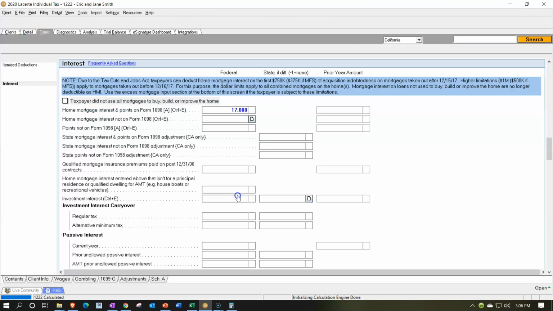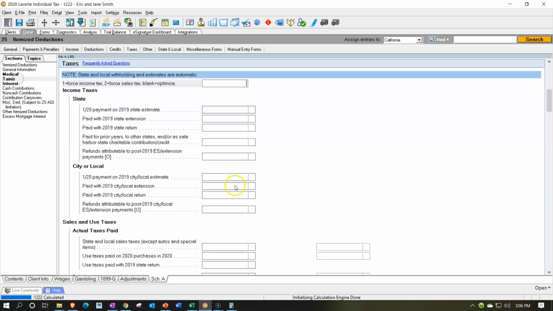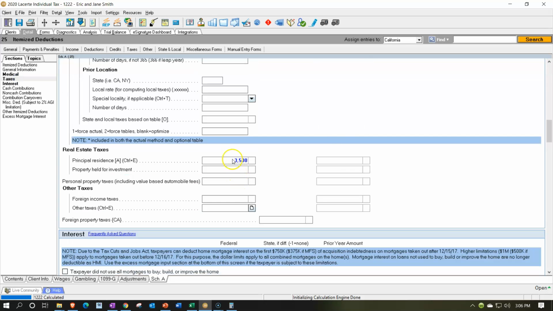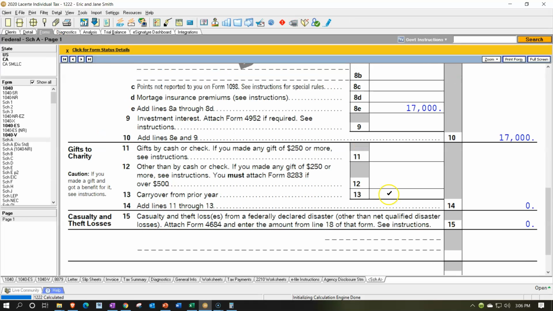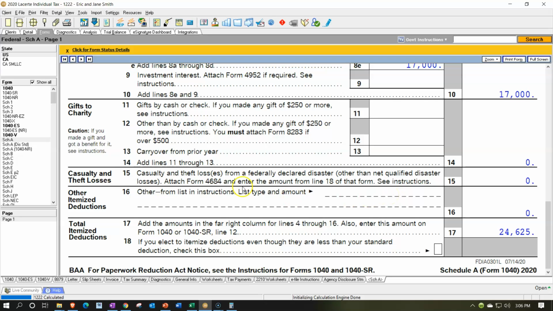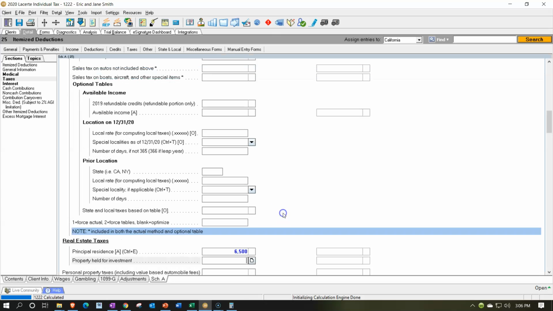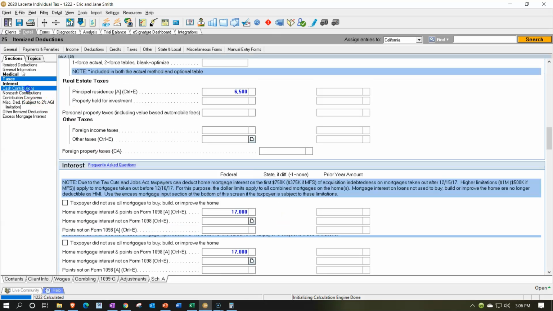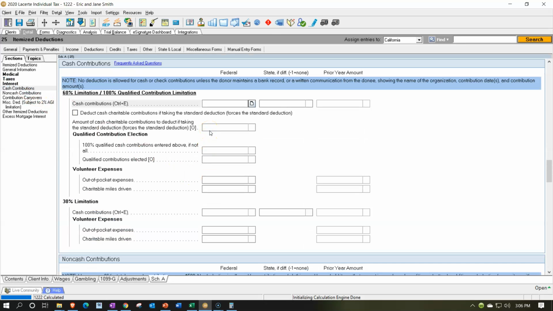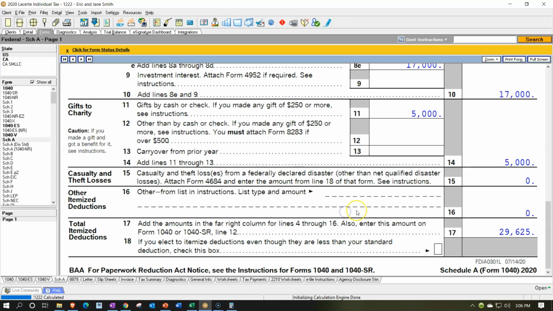So let's say the property taxes here, taxes on the property, let's say this was 6,500, and then go back over and say now we're at the 24,625, and we're still not there. And let's say we gave to charity here, a cash contribution of 5,000 to charity, and that should push us over. So that's going to push us over.